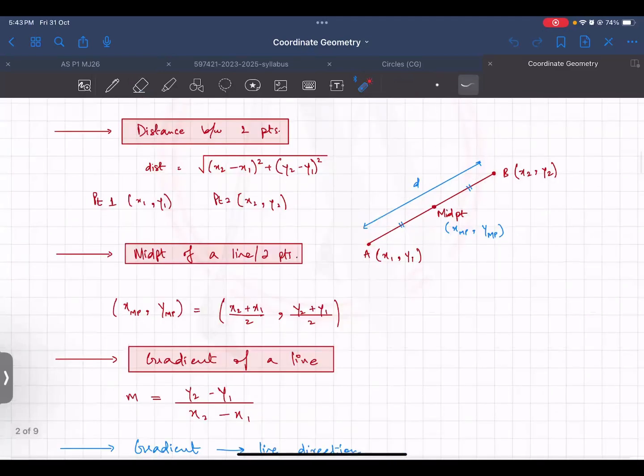Then the gradient of a line. When you join any 2 points, it will create a line. To find the gradient of the line, the slope, we call the gradient the slope as well, or the steepness, or the rise over run. So the gradient is change in y upon change in x. You can see the coordinates of the other point and the coordinates of the previous one: y2 minus y1 upon x2 minus x1.